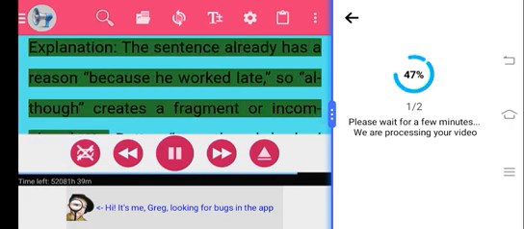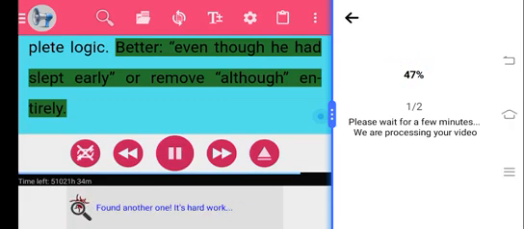Explanation. The sentence already has a reason, "because he worked late." So "although" creates a fragment or incomplete logic. Better: "even though he had slept early," or remove "although" entirely.